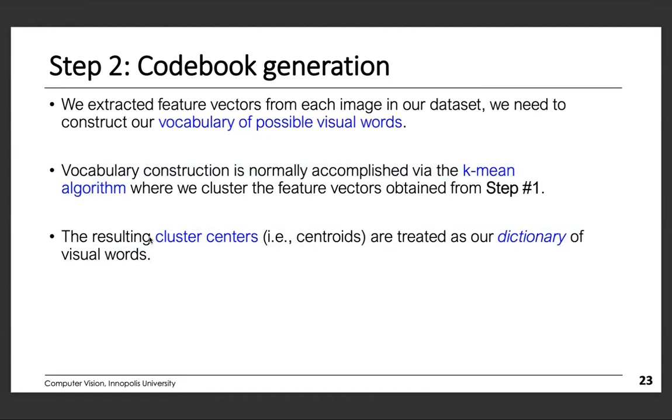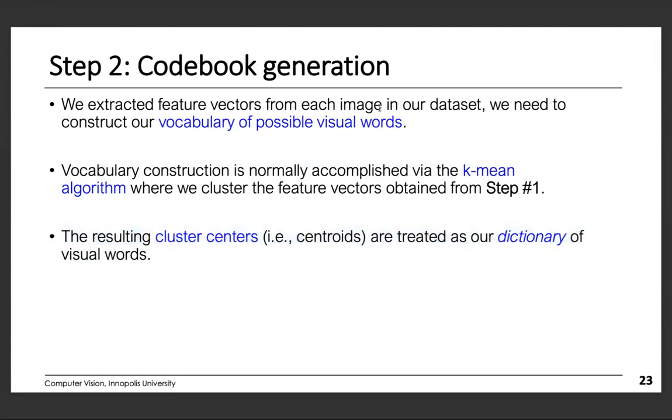So the resulting cluster centers, i.e. the centroids of k-means, how many centroids will you have? K, exactly, because that's the algorithm, right? The k-means algorithm looks into your data and finds the k centers of your data that will reduce the variation within each cluster, so intraclass variation will be reduced. So it will find us the cluster centers or the centroids, which are treated as our dictionary of visual words.